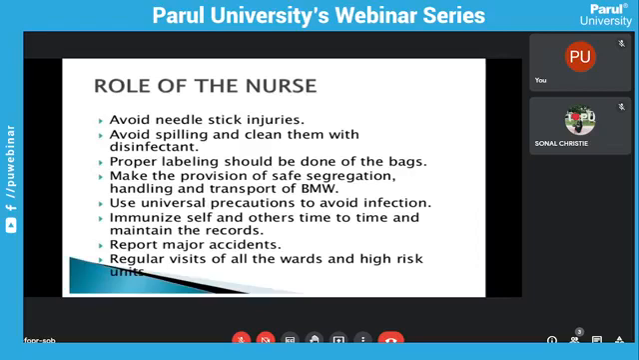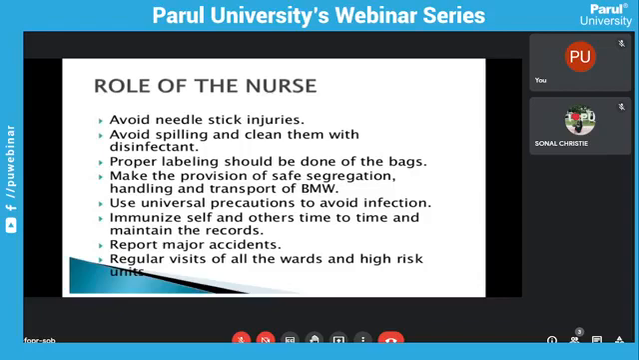Then regular visit of all the wards and high risk units. They have to regularly visit all the wards and all the high risk units. In the units where infected patients are admitted, nurses have to visit those units daily to stop the spread of infections.